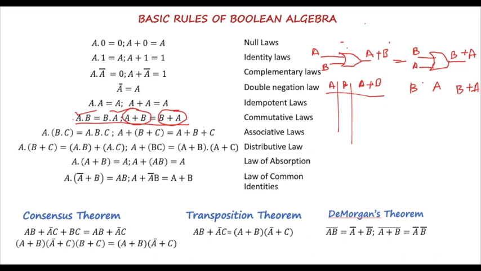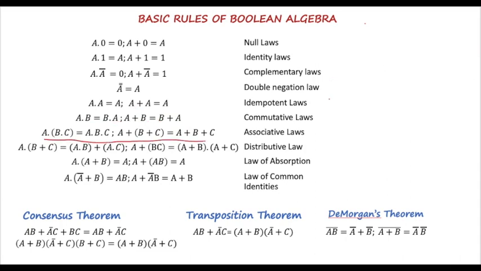So this is 0 0 0, 0 1 gives a 1, 1 0 gives a 1, and 1 1 also gives a 1. Here also 0 0 gives a 0, 0 1 gives 1, 1 0 gives 1, and 1 1 gives 1.